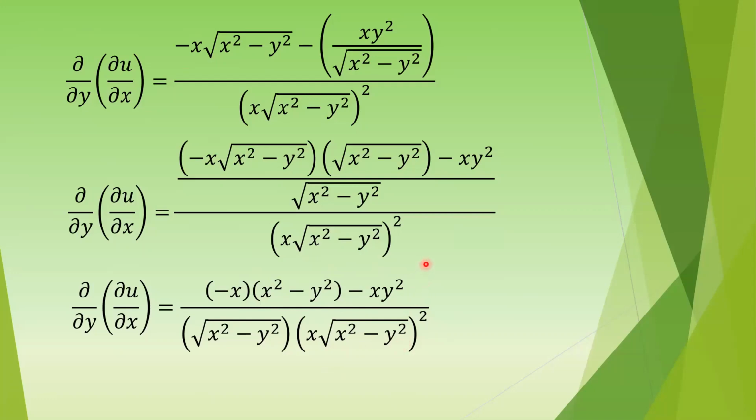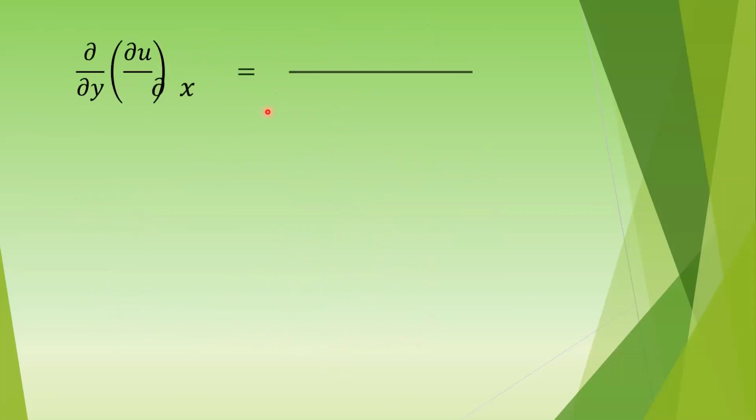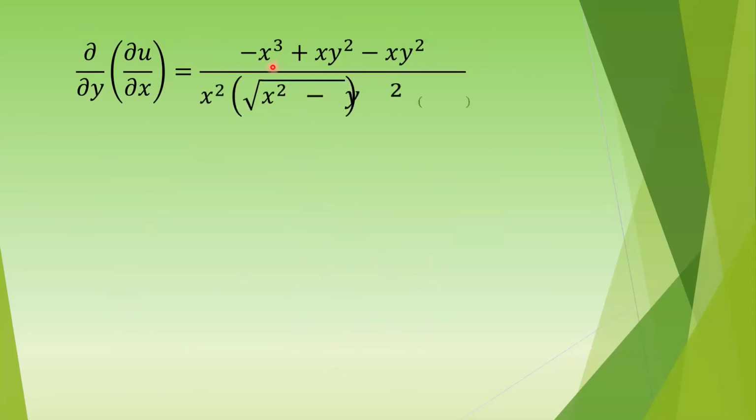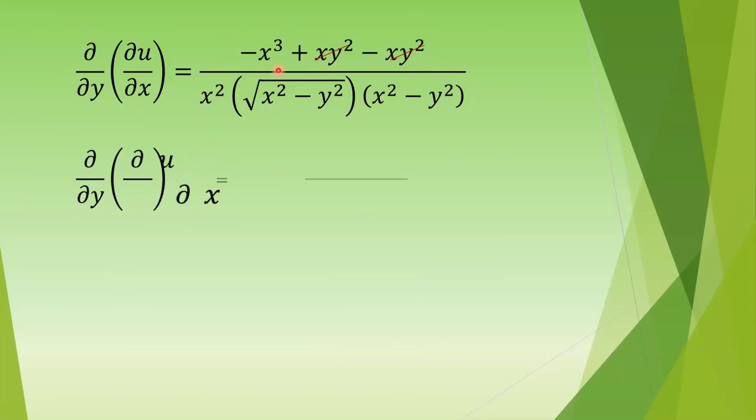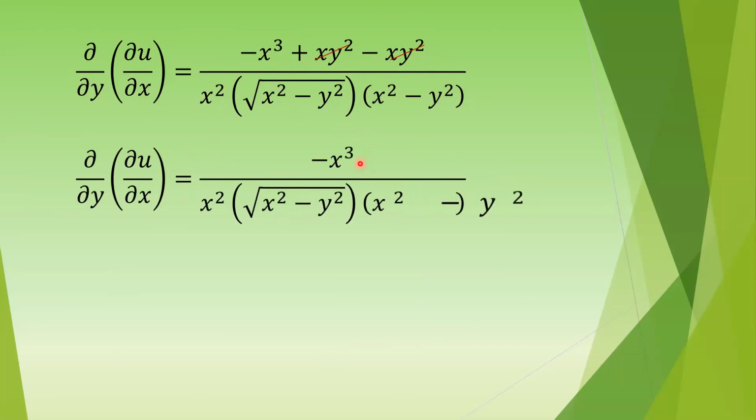So, yun ang nangyari. Negative x cubed plus xy squared minus xy squared. Ito yung kanina, in-square natin yan. Saka ito. So, sa taas, ito at ito ay makakancel na. Ito naman, meron na lang tayo negative x cubed, naiwan sa taas over x squared. Square root of x squared minus y squared times x squared minus y squared.